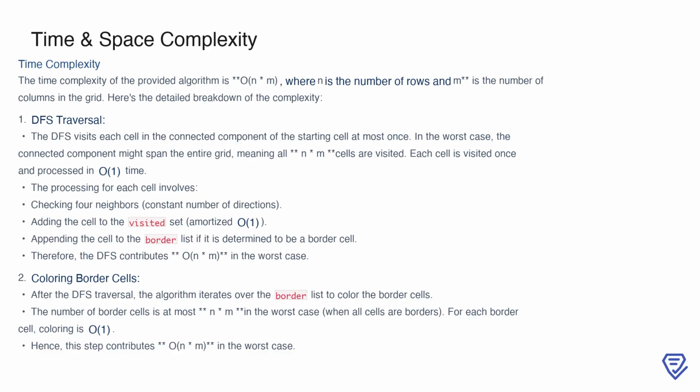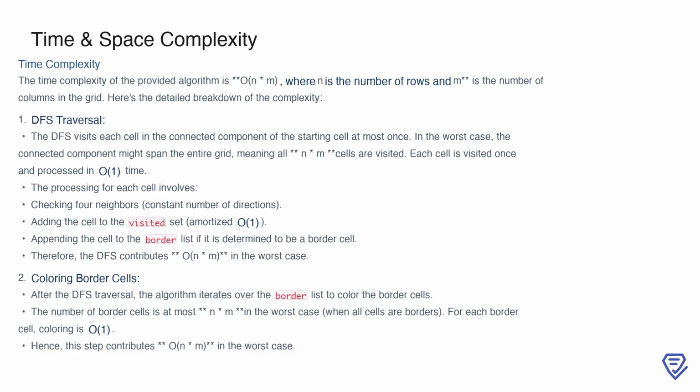The total time complexity is determined by two main steps, the DFS traversal and the coloring of border cells. First, during the DFS traversal, each cell in the connected component is visited at most once. In the worst-case scenario, this connected component could span the entire grid, meaning the DFS would process all n times m cells. For each cell, constant time operations are performed, such as checking its 4 neighbors, marking it as visited, and potentially adding it to the border list. This makes the DFS traversal contribute O(n*m) to the time complexity.